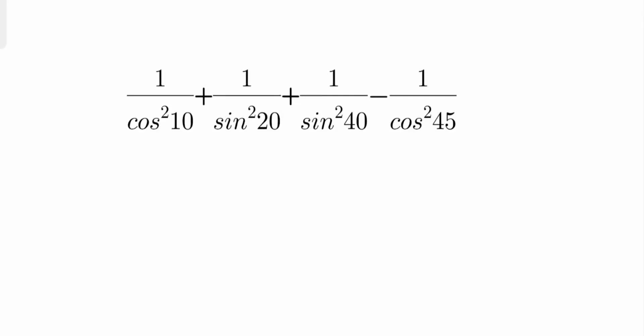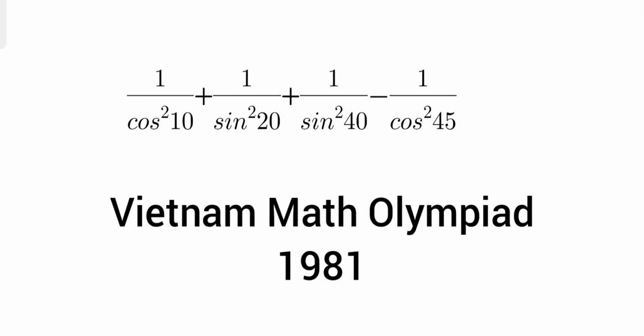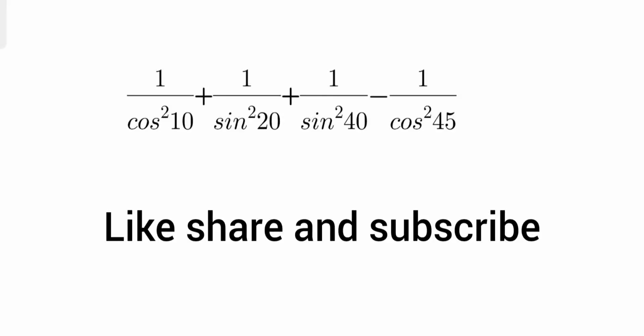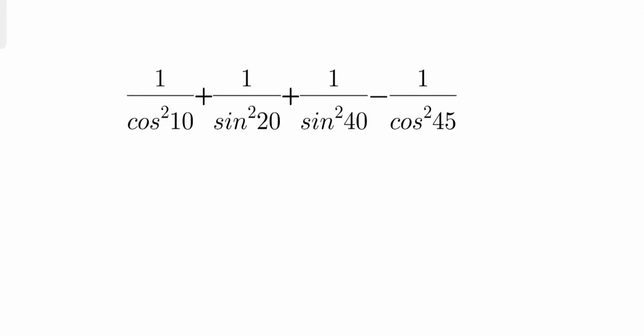Hello everyone. Today we are going to solve this question which is from the Vietnam Math Olympiad. This question was taken 40 years back from the 1981 Vietnam Mathematical Olympiad, and this is a beautiful, relatively easy but quite tricky trigonometric equation where we have to compute the value of this expression without using a calculator. So if you want to give it a try, pause the video, otherwise keep watching.